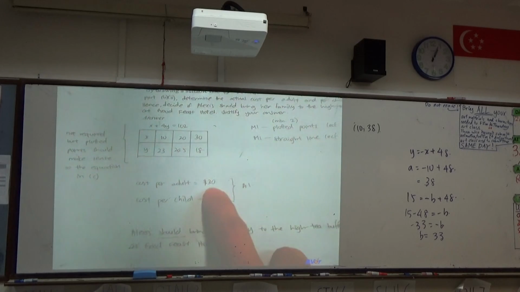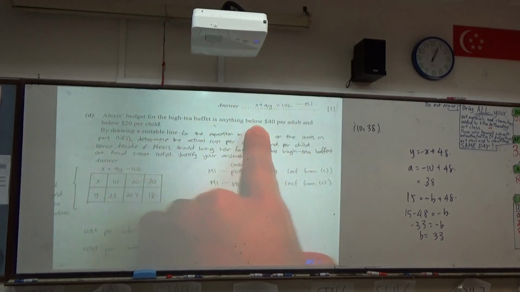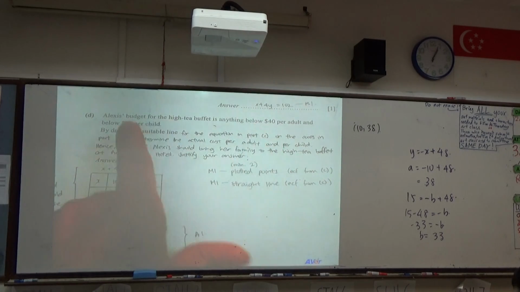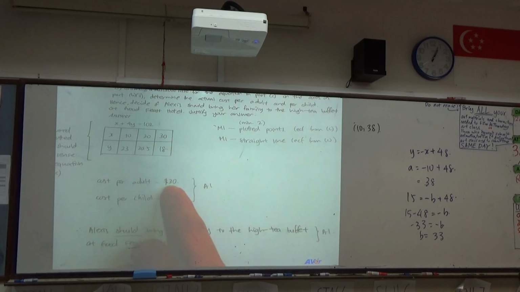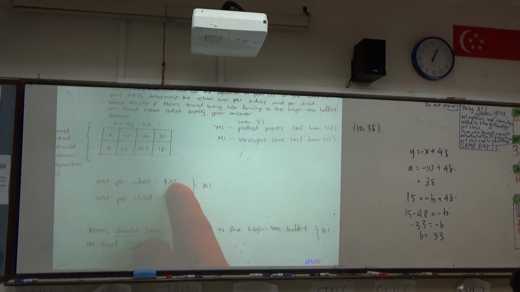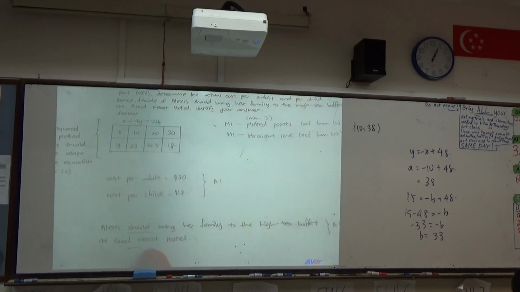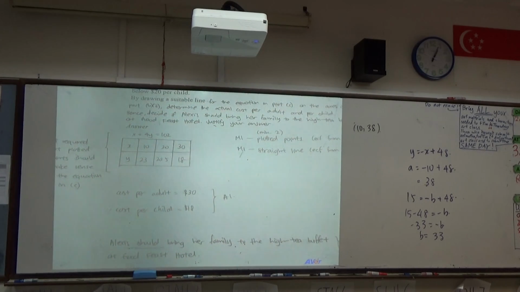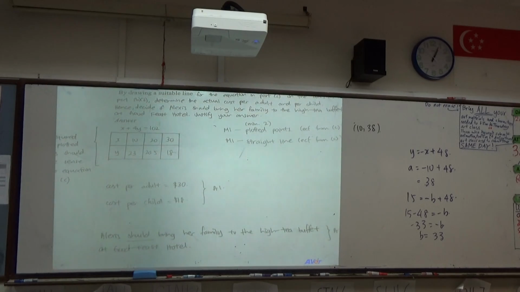After you know the adult and child, Alexis will only go for the buffet if it is less than $40 for adult and $20 for child, and it fits the bill. It is less than 40 and less than 20. So therefore Alexis should go for the buffet with her family. I'll let you copy this part first. You don't need to copy the marking scheme portion.